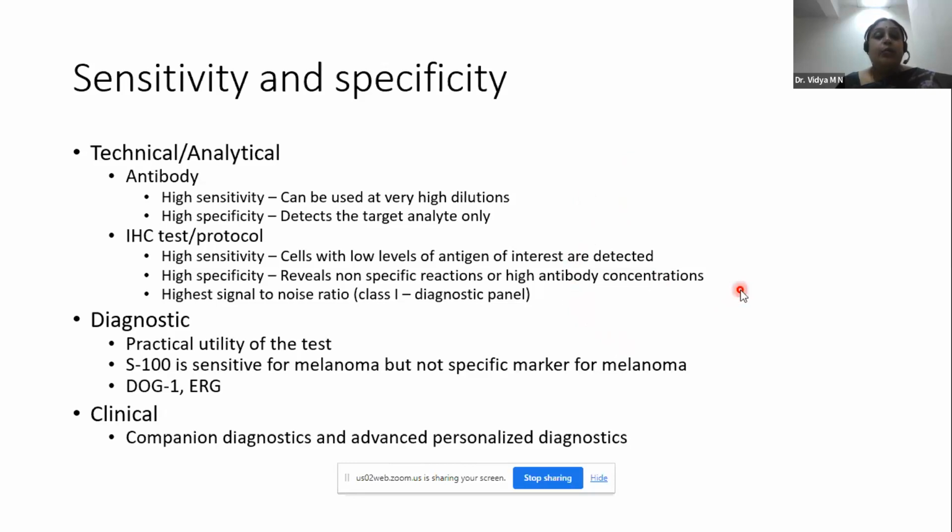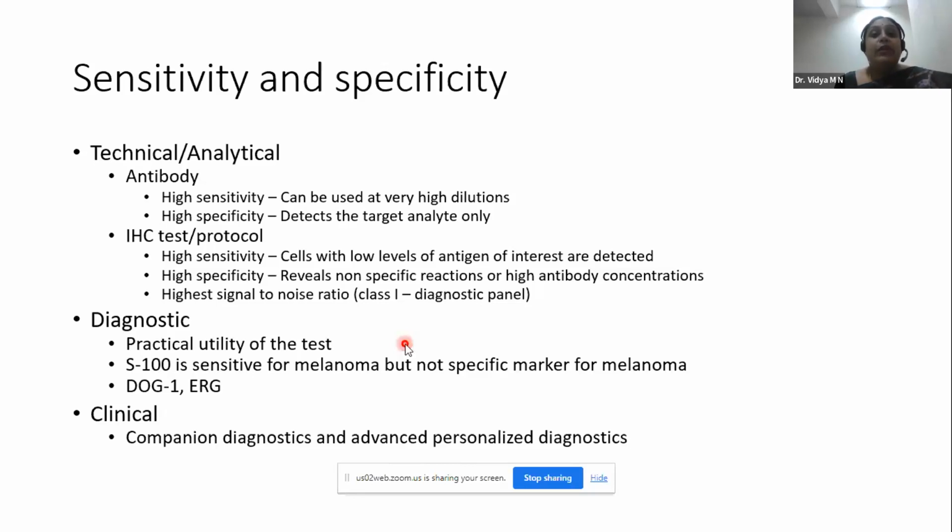ability of the antibody. Coming to diagnostic sensitivity and specificity, it is going to differ a little. It is based on the practical utility. These are nothing but your screening and confirmatory markers. For example, S100 is a sensitive test for melanoma. But is it going to stain only for melanoma? No, it is also going to stain for any of your neural crest derivative tumors.